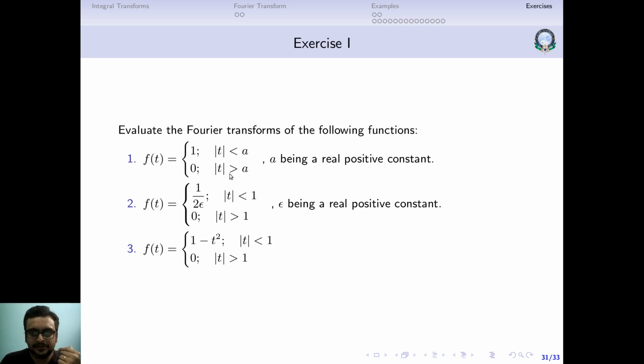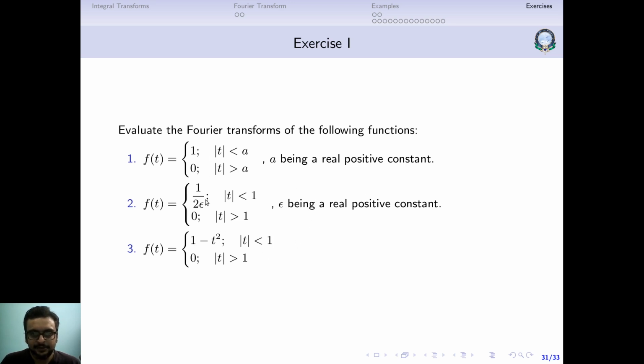So solve this. When you get the Fourier transform, you will be surprised to see the result is a formula that you have already encountered in your optics course, specifically in diffraction, because you could look at this as a single slit diffraction. And when you take the Fourier transform, again you will get a diffraction pattern. In the next problem, when t is less than 1, it takes a value 1/2 epsilon, where epsilon is a real positive constant, and otherwise it is 0, and in the last case it becomes 1 minus t square, otherwise it is equal to 0.